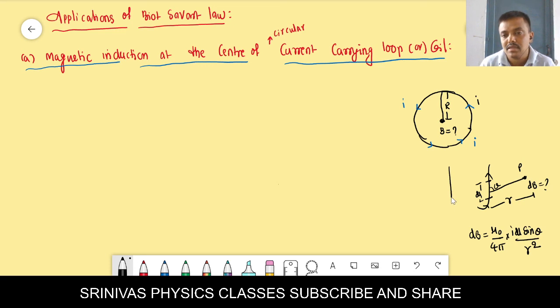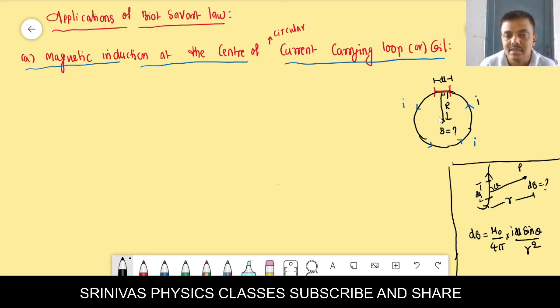And in order to apply this formula, what we have to do here is take a small element on the loop. Okay, let us start. This is the small element that I am taking on the loop. The small element length we will take as dl, and it is making some angle with r.